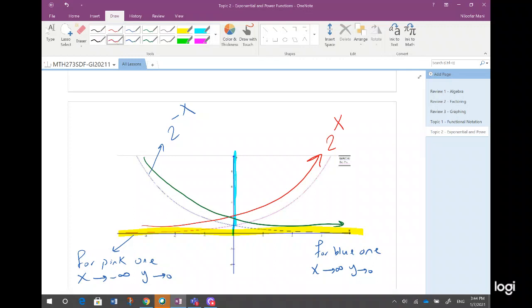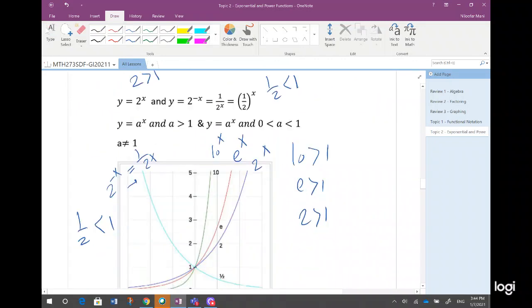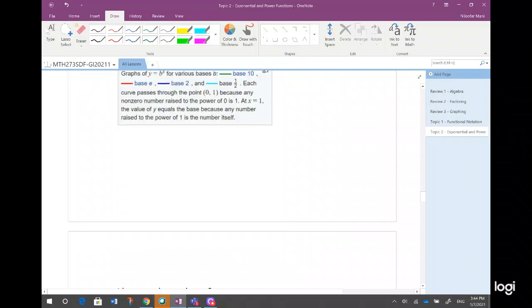Changing the color, this is 2 power x. But the other one is 1 over 2 power x, so I can write maybe on that side. It is 1 over 2 power x. So 1 over 2 is less than 1, and you see it on the other side. Totally opposite behavior. So good point.